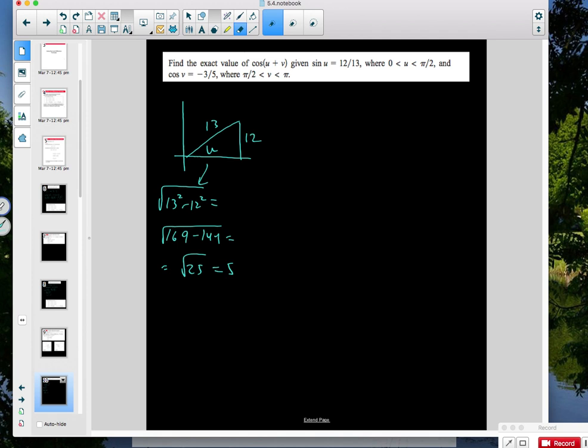Alright, so we got this. I'm also going to do a second quadrant for V. So for V, cosine is adjacent over hypotenuse.